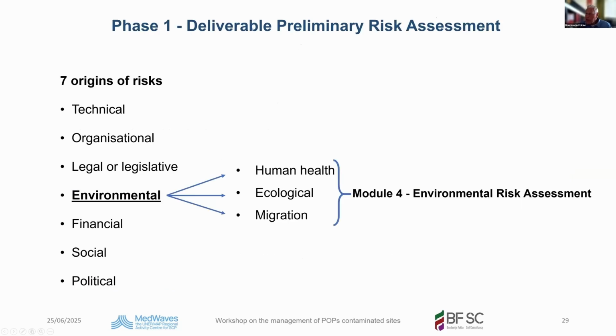Yes, I will continue. The other deliverable of phase 1 is the preliminary risk assessment, also called tier 1 risk assessment. A risk has 7 origins, and we now focus on the environmental risks. The environmental risks are human health risk, ecological risk, and migration risk. As this is a very important aspect of your site assessment, module 4 is solely covering the environmental risk assessment. So in the module I'm discussing now, it's not given. There's a special module for environmental risk assessment, which is module 4.